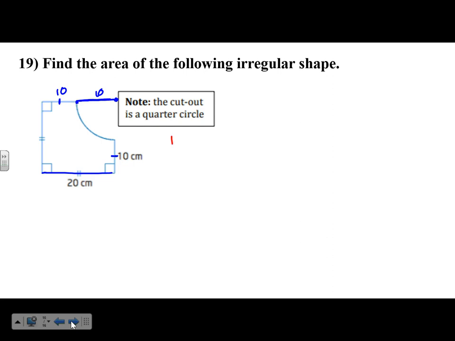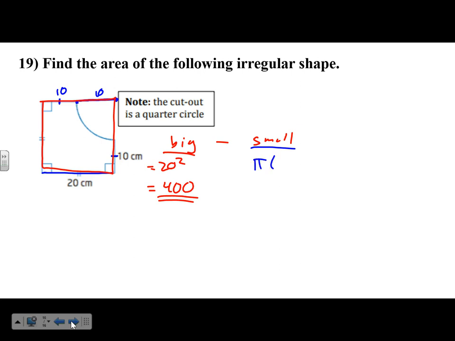So again, we have the area of the big one minus the area of the small one. The big one is going to be this whole square. So that is 20 and 20, or 20 squared. So the area for that one is 400. The area for the small one, the hard part is it is a circle. So the radius is 10, so it's pi times 10 squared. That ends up being 314.16. But that would be the area of this whole circle.